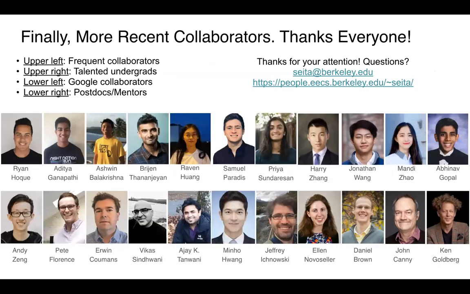The last slide is thanking a bunch of my more recent collaborators. Upper left are very frequent collaborators. Upper right are talented undergrads. Lower left are some Google mentors, and lower right are some postdocs and other mentors.